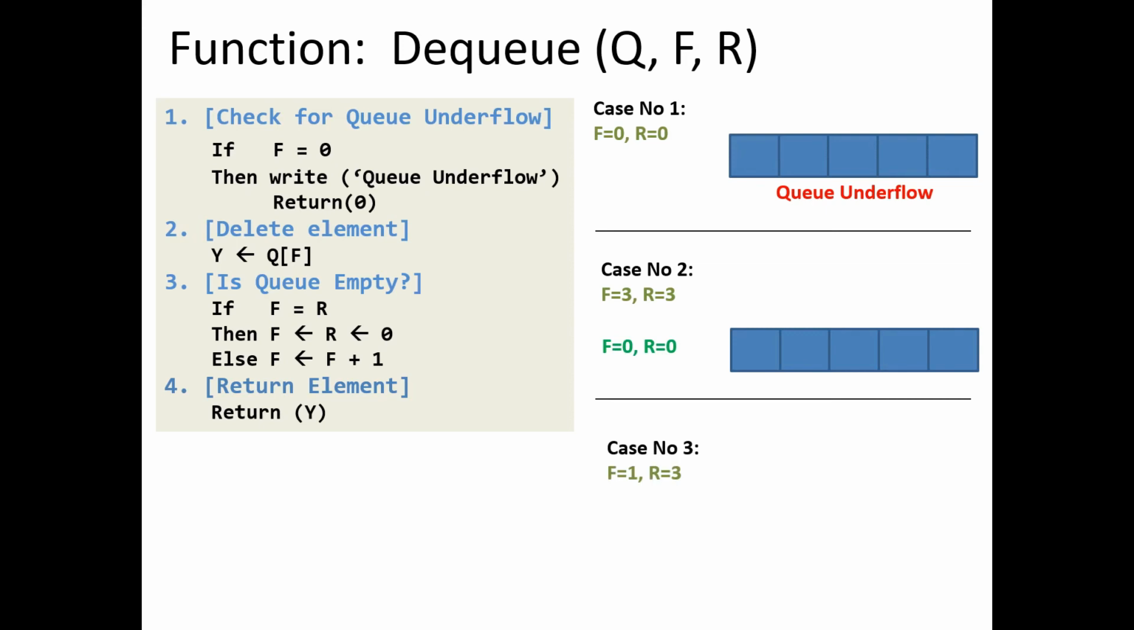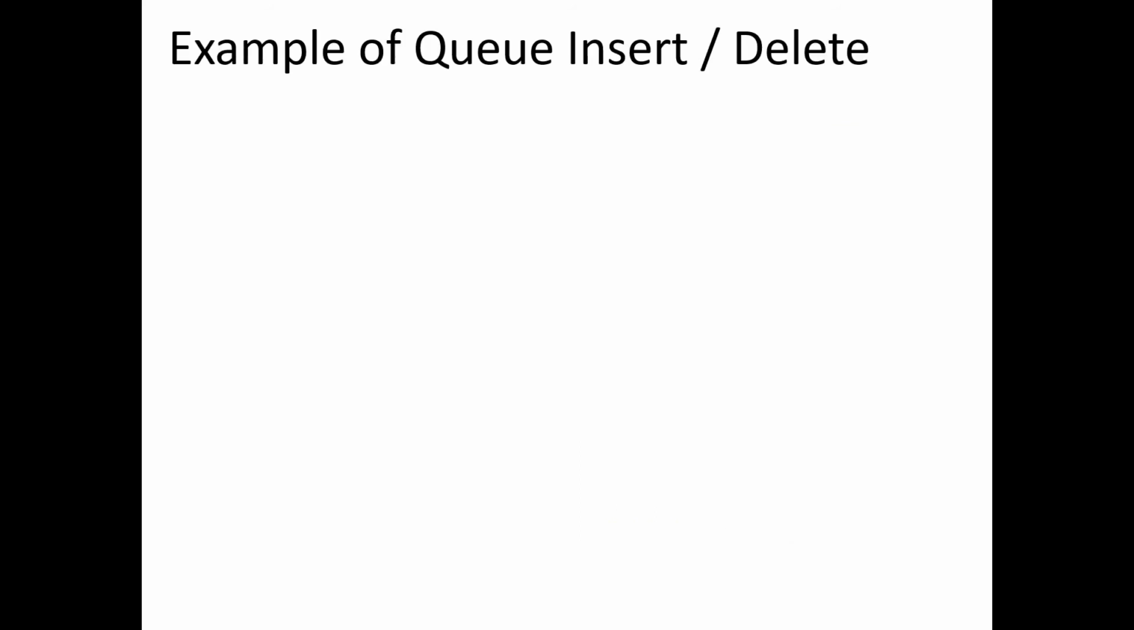Now case number 3, front is equal to 1 and rear is equal to 3. That means F is pointed at first position and R is pointed at third position. Now we have to delete the element. So from front we can delete the element 5. So our front is pointed at position number 2 and rear is pointed at position number 3. So F is equal to 2 and R is equal to 3. So this is the tracing of the algorithm.